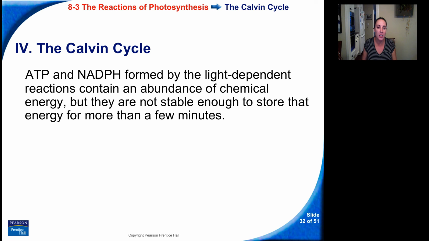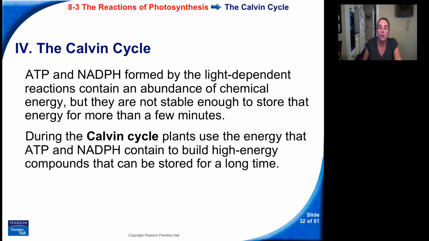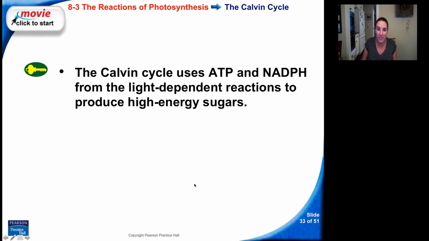So the second reaction is the Calvin cycle, or the light-independent reactions. It doesn't require light. So the ATP and NADPH formed by the light-dependent reactions contain abundance of chemical energy, but they're not stable enough to store that energy for more than a few minutes. So during the Calvin cycle, plants use that energy in ATP and NADPH to build high-energy compounds that can be stored for a long time, such as carbohydrates.